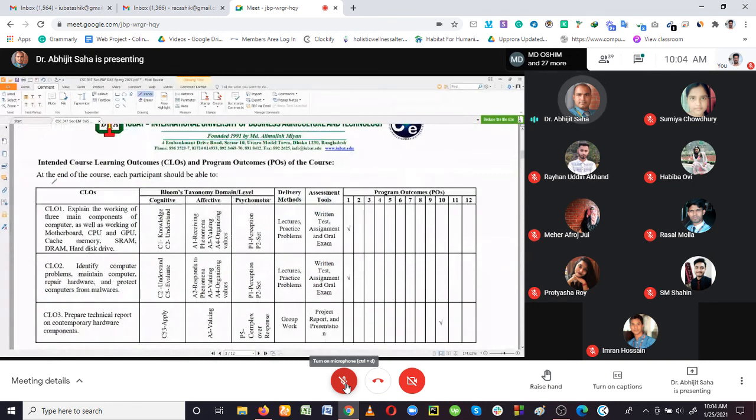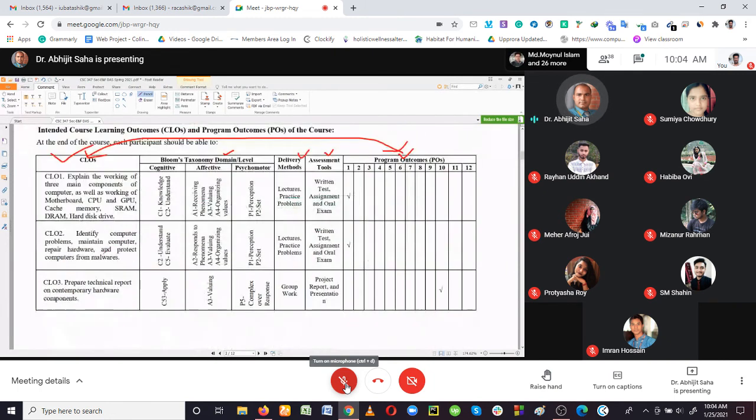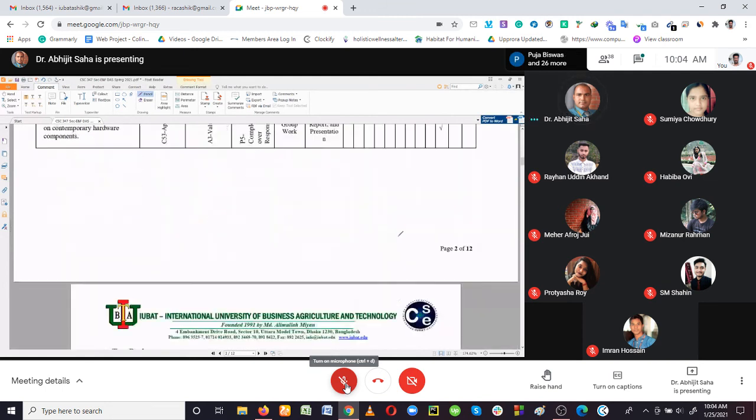And yesterday I already explained how the CLOs and POs need to be connected for the BCSE program. I told you about Bloom's taxonomy, the delivery method and the assessment tool. Here we have three course learning outcomes, and with those three course learning outcomes we are going to cover PO1 and PO10. So this is going to be our target.